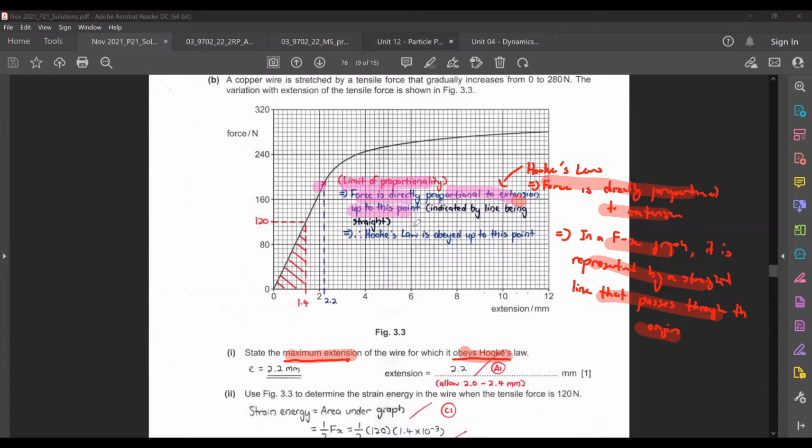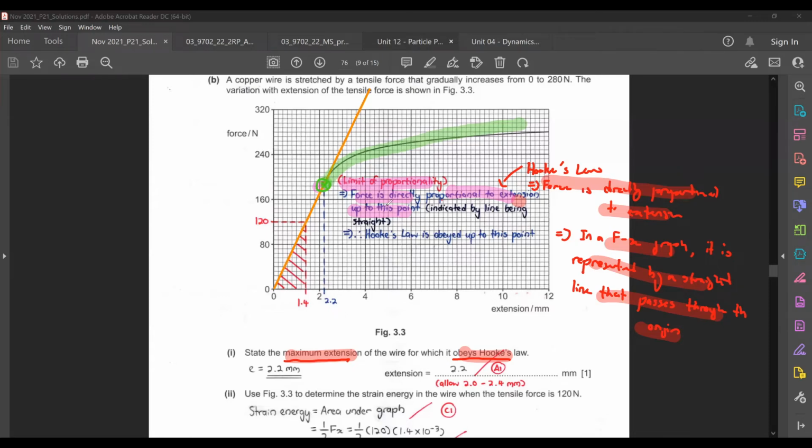So how do you find this limit of proportionality? You try to use your ruler and match it with the initial part of your graph, the straight line portion. You start to see that your graph will start to deviate. You see at this point here, it actually starts to deviate. That's why I know that this is my limit of proportionality.